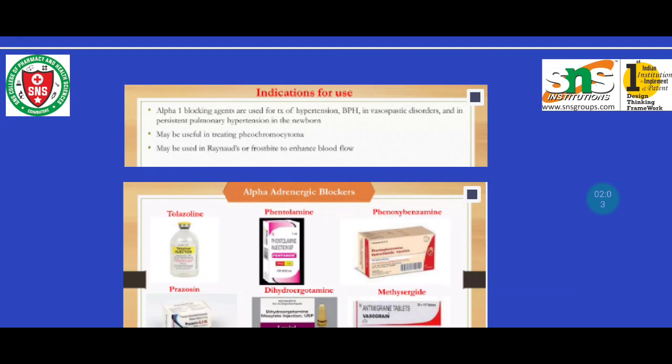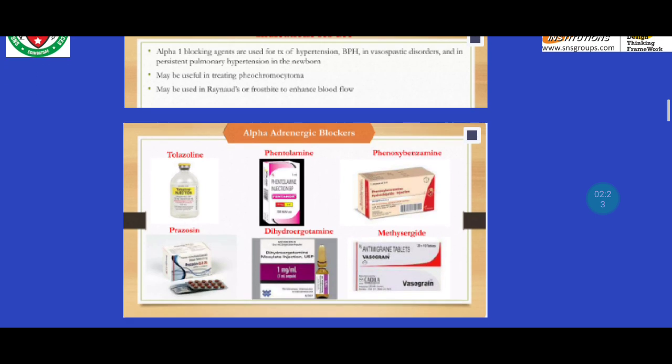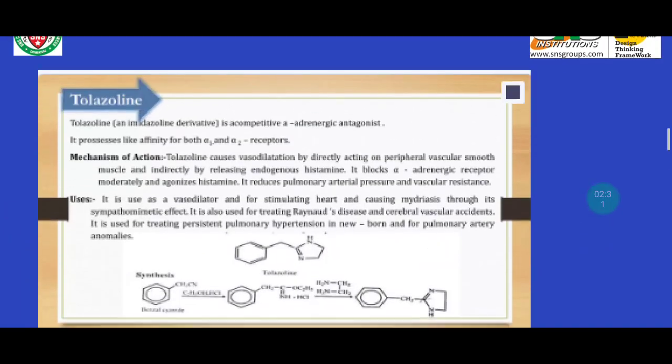Next, what are the indications for the use of alpha blockers? They are used for hypertension, BPH, vasospastic disorders and persistent pulmonary hypertension in the newborn. It is useful in treating pheochromocytoma. It is used in Raynaud's or frostbite to enhance blood flow. And the picture shown here is the alpha adrenergic blocker drugs available in the market.